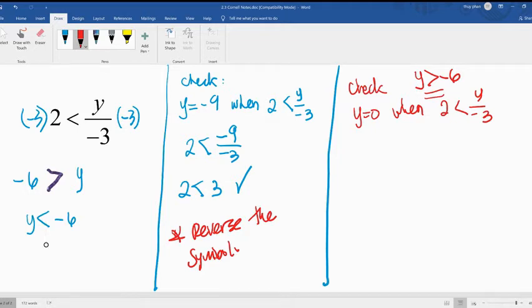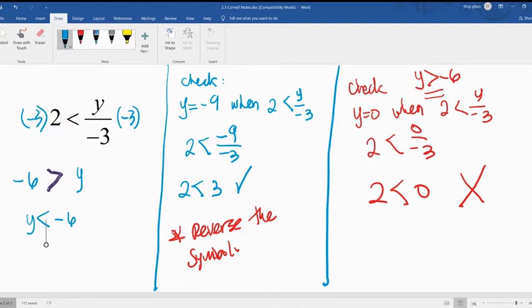Let's check to see if our statement is true. So when I plug in 0, I'm going to get 2 is less than 0 divided by negative 3. So that tells me that 2 is less than 0. Now this statement is definitely false because we know that 2 is greater than 0. So therefore, we have to remember to reverse the inequality symbol in order to make our statement true.